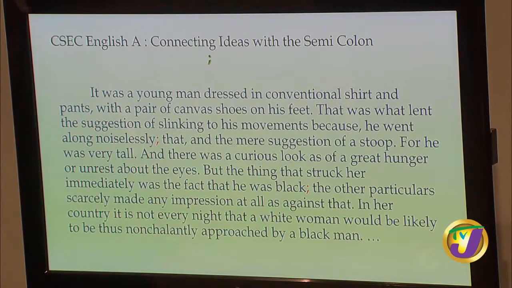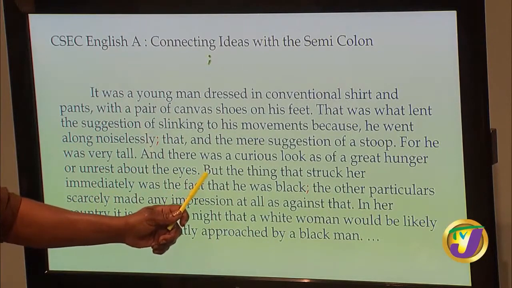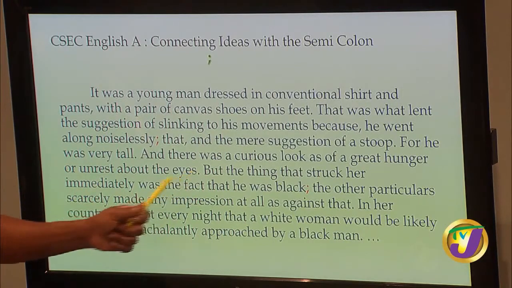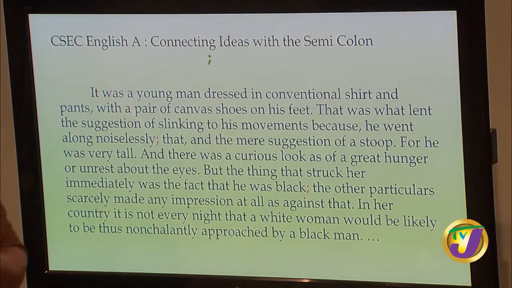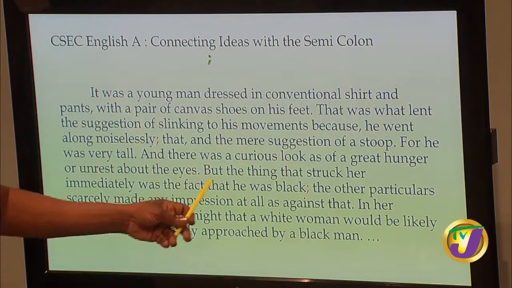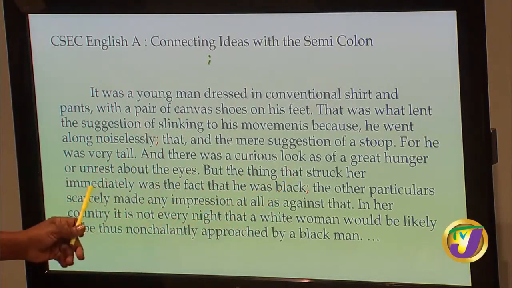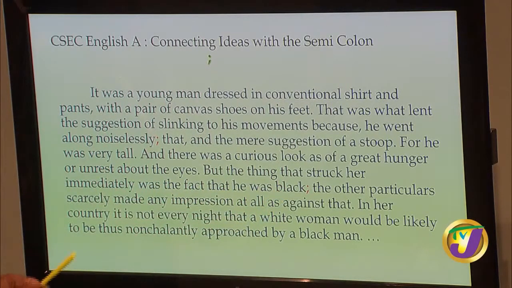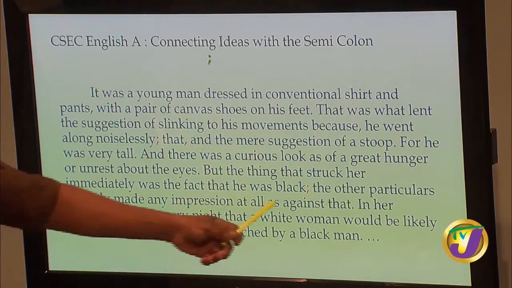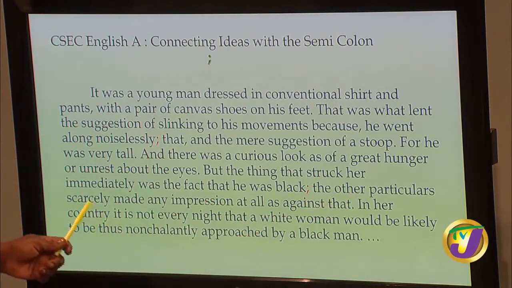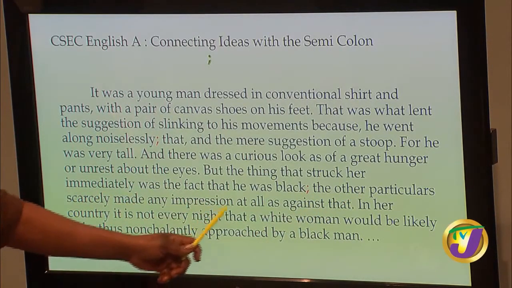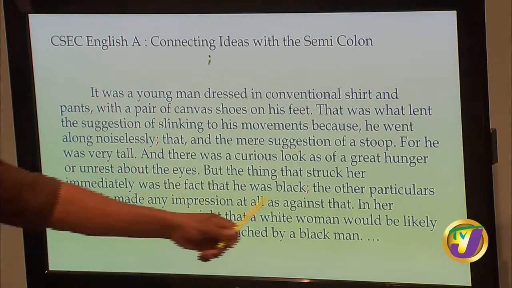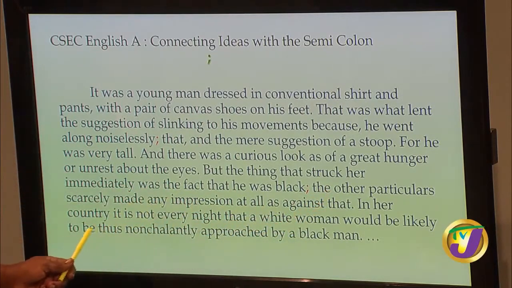Now, it begins with but. Remember, it is creative writing, so there's room for style. So, but the thing that struck her immediately was the fact that he was black. All right? End of one thought. So the sentence continues, the other particulars scarcely made any impression at all as against that. All right? So we have another independent thought right here.